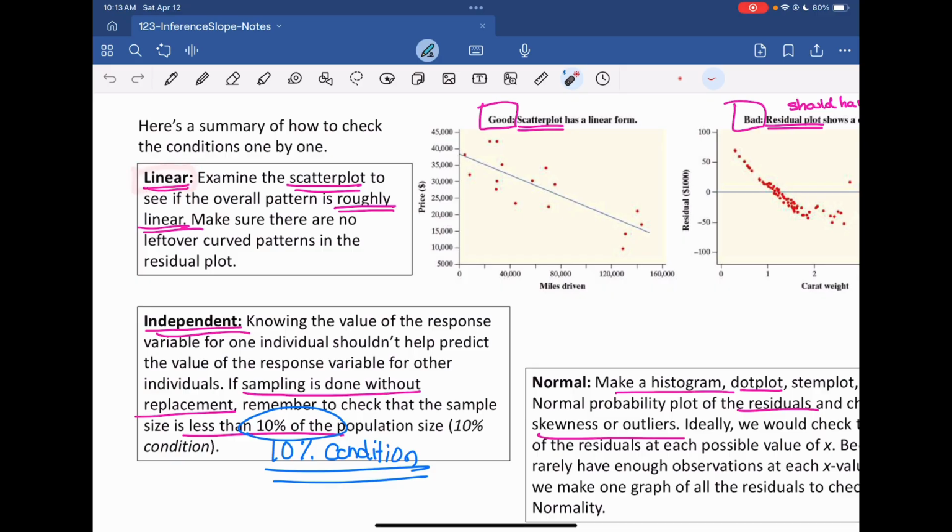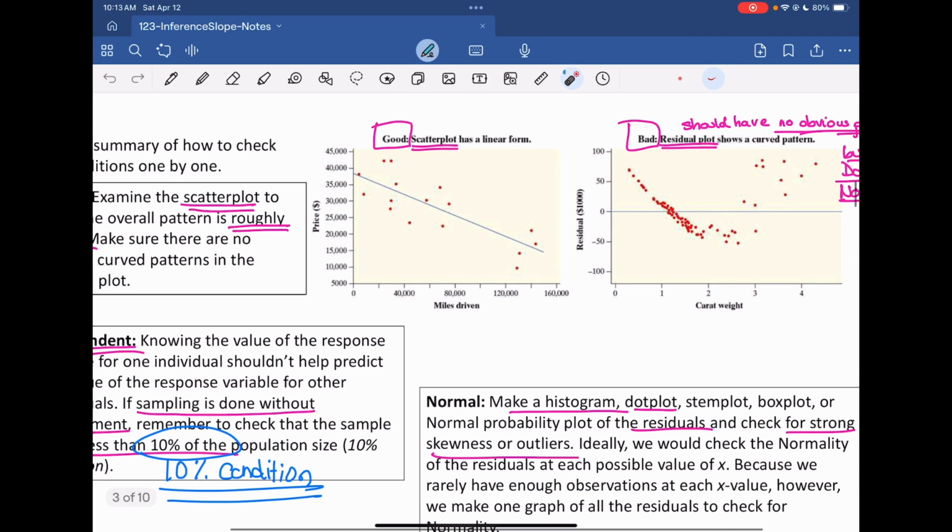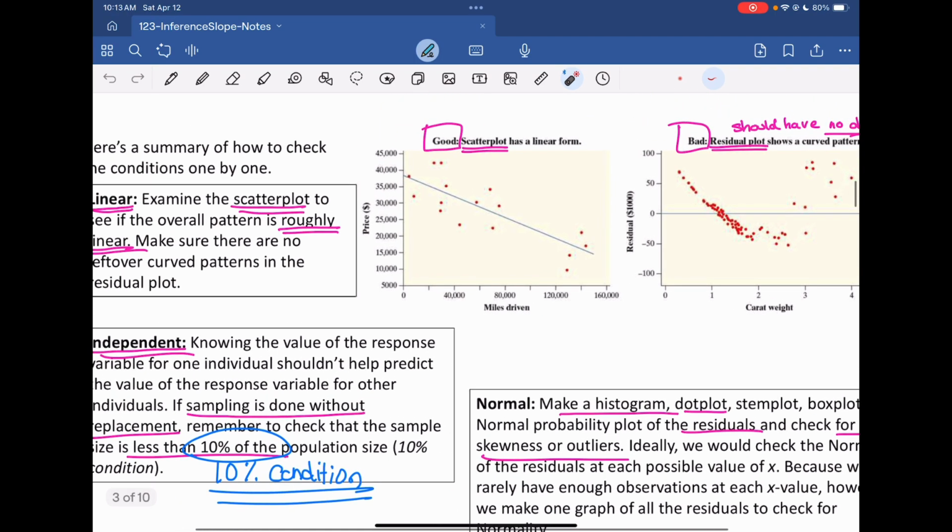Linear, meaning we're going to look at the scatter plot. The scatter plot should show a linear pattern. This is a linear pattern. They're all aligned in a row to make it look roughly linear. All right. But we also have to look at the residual plot.